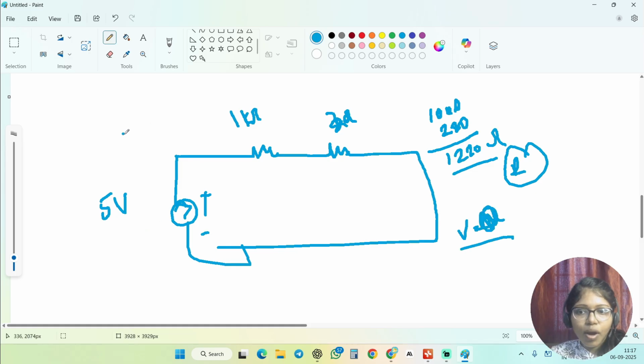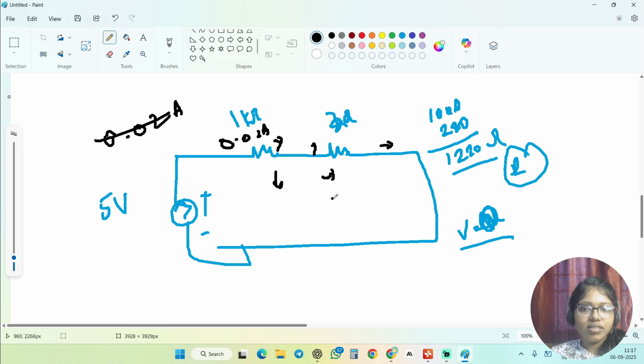Here you find that the constant current is very minute, 0.02 milliamp. It means the same 0.02 amp of current is flowing in the entire circuit. Voltage is only dropped here. Okay, this is the formula. You can easily understand this.